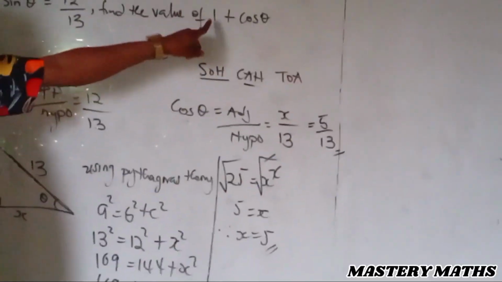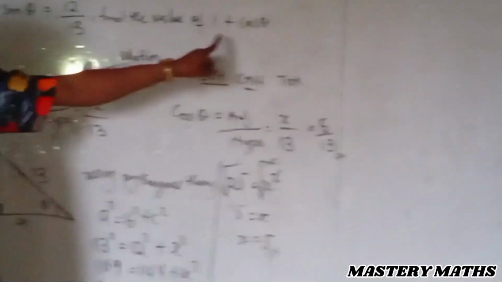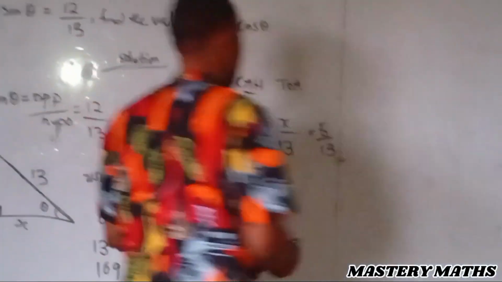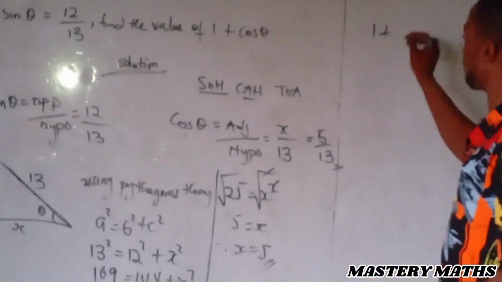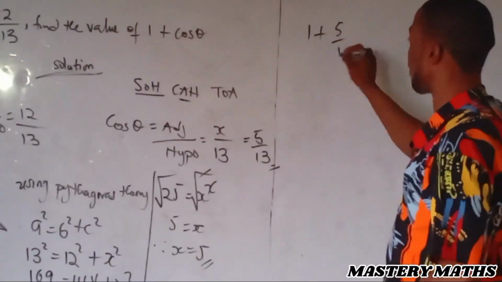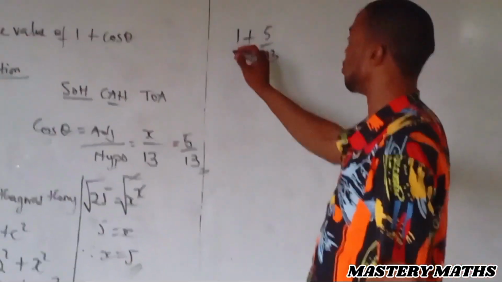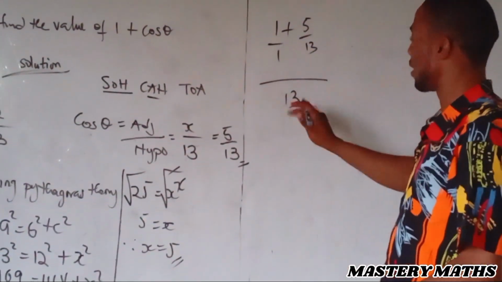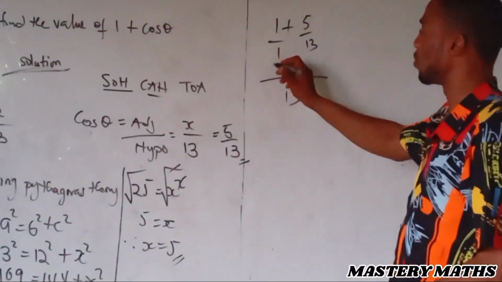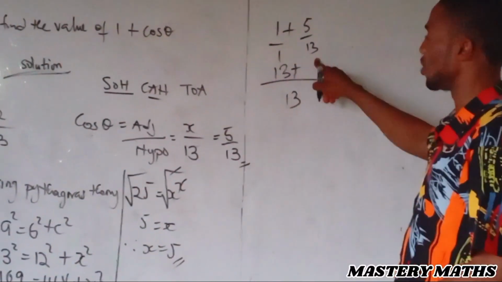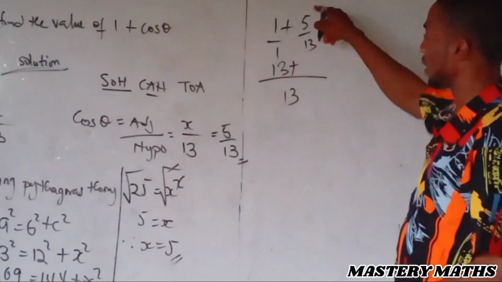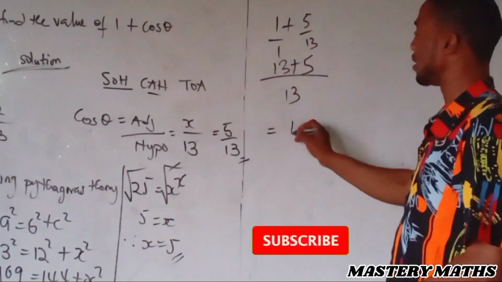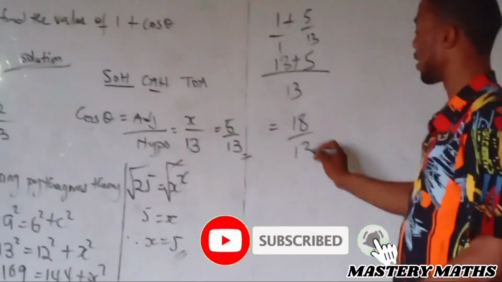Now the question says 1 plus cos theta. We have our 1 plus, the cos theta is 5 over 13. Now it will be 1 over 1. Look for the LCM. LCM of 1 and 13 is 13. 13 into 1 is 13, times 1 is 13. 13 into 13 is 1, times this gives us 5. So our answer is 18 over 13.